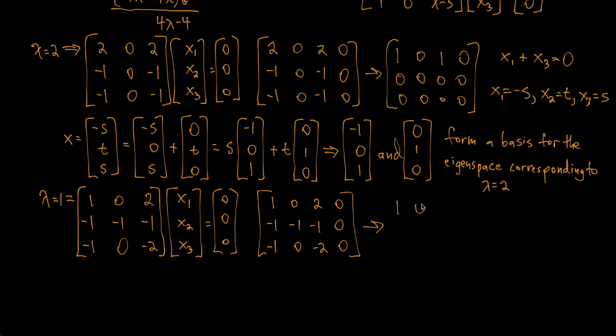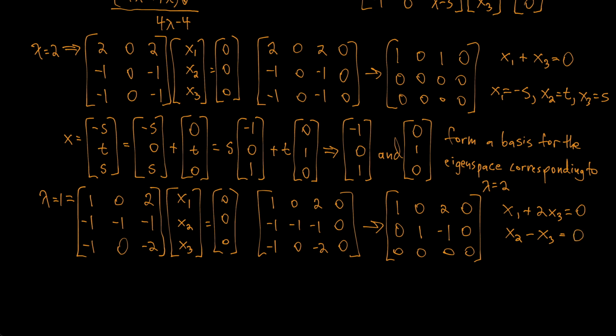So I have 1, 0, 2, 0 still on top. My second row, after adding this, becomes 0, minus 1, but then I'll multiply by minus 1 to get 1. And this is still minus 1 because I added that. And then my last row is 0. So I get a top equation of x1 plus 0x2 plus 2x3 equals 0. And I get a second equation of x2, because there's no x1s, minus x3 equals 0.